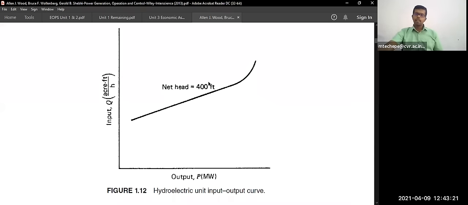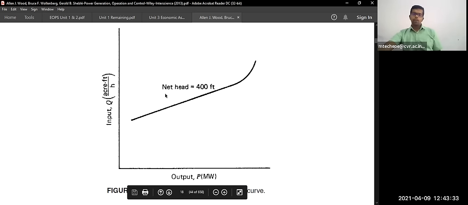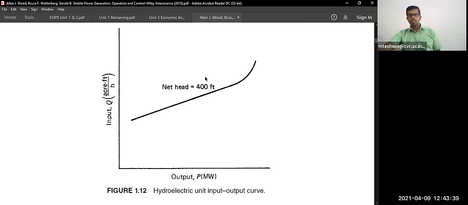So 400 feet. Normally our dam capacity will be at 120 feet or 150 feet. But here this is of the United States. Their dam is of 400 feet. So the net head is 400 feet, so that power generation also will be maximum.